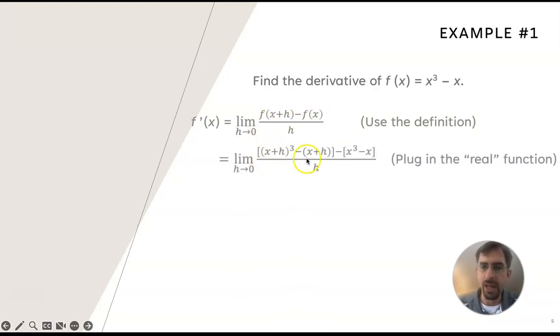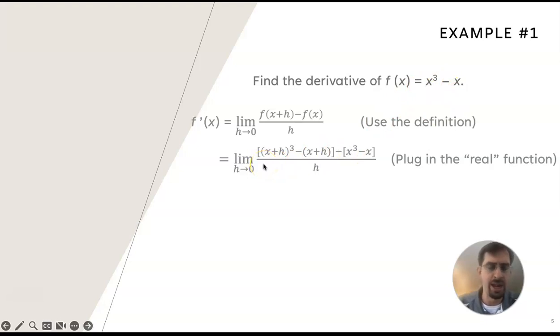So when I plug in x plus h into the real function, x cubed minus x, I get x plus h cubed minus x plus h, minus what we get when we plug in f of x, which is x cubed minus x. So all I did was I plugged in x plus h and x into my function here.